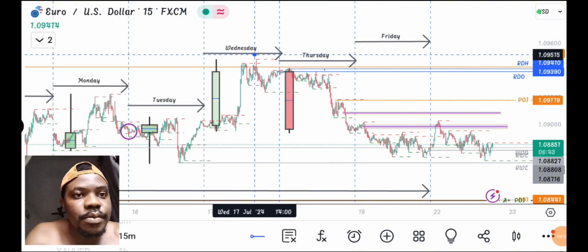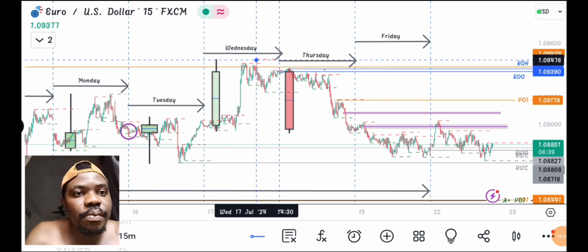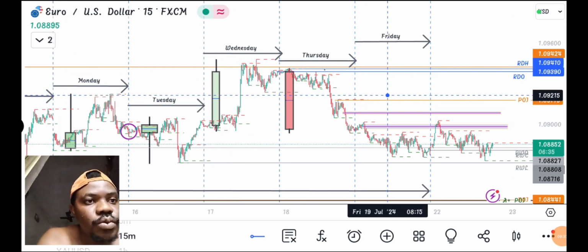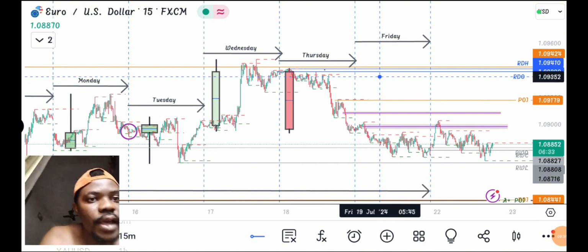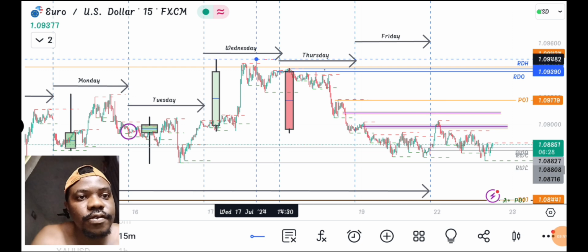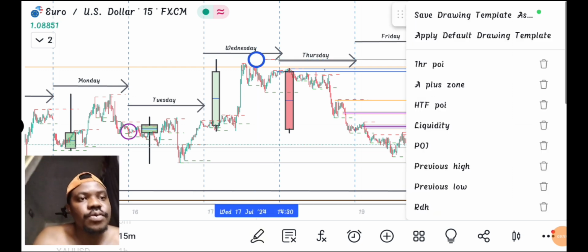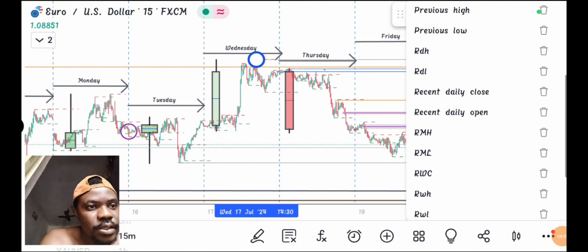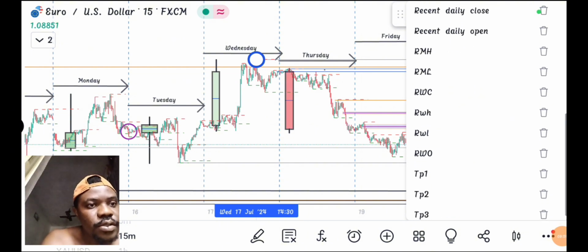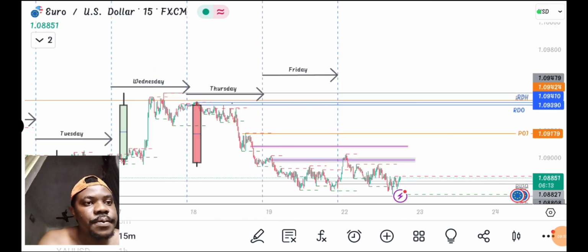Our highest point is the Wednesday, because no other day high beats this high of Wednesday. So this is our high of last week. So I'm gonna name that recent weekly high, RWH. So that's it guys.